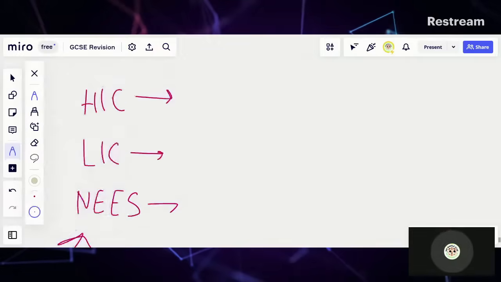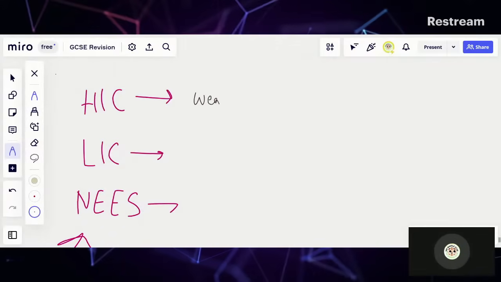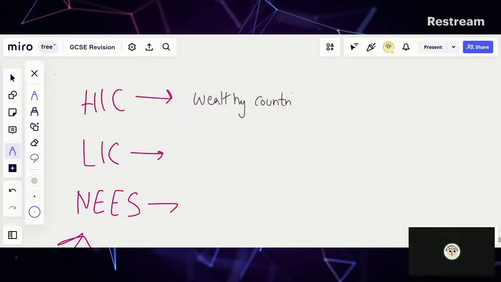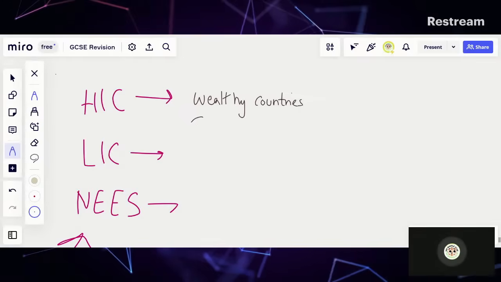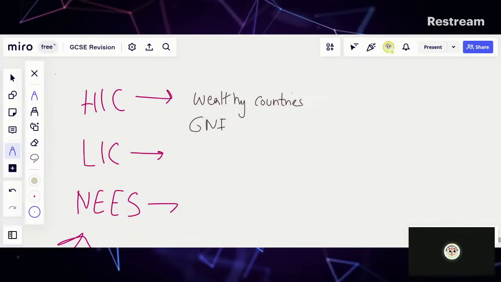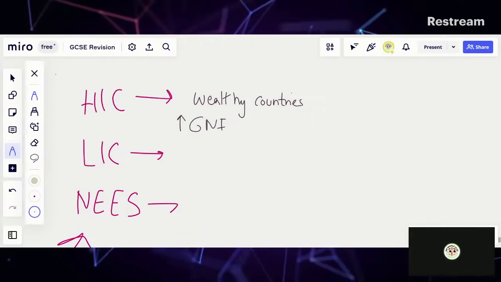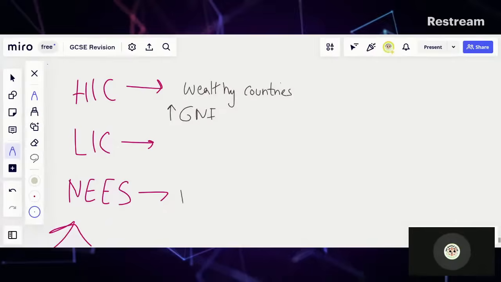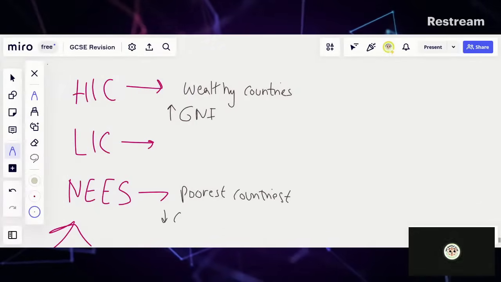So in high-income countries, what does it just mean? High-income countries just means that these are very wealthy countries. The UK is included in this. Very wealthy countries, and this then means that the GNI of these countries is very high. Lower income countries, they're the poorest countries. And because they're the poorest countries, they have a very low GNI.